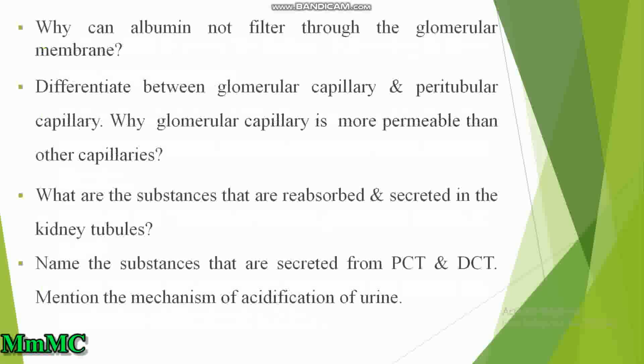Why can albumin not filter through the glomerular membrane? Differentiate between glomerular capillary and peritubular capillary. Why is glomerular capillary more permeable than other capillaries? What are the substances that are reabsorbed and secreted in the kidney tubules? Name the substances that are secreted from proximal convoluted tubule and distal convoluted tubule. Mention the mechanism of acidification of urine.